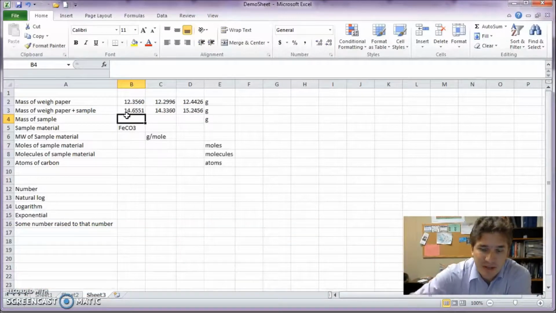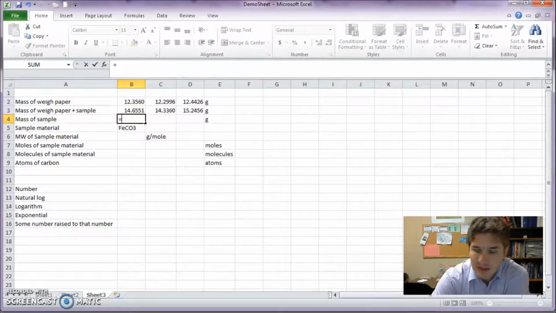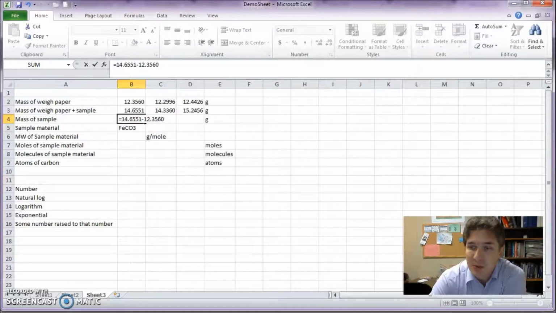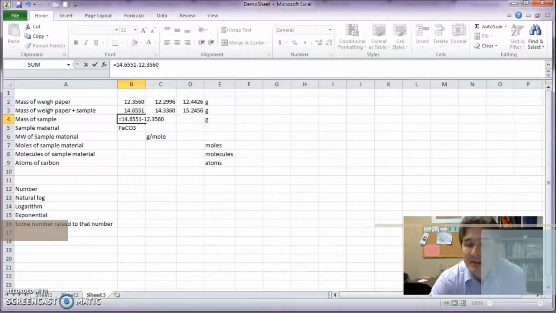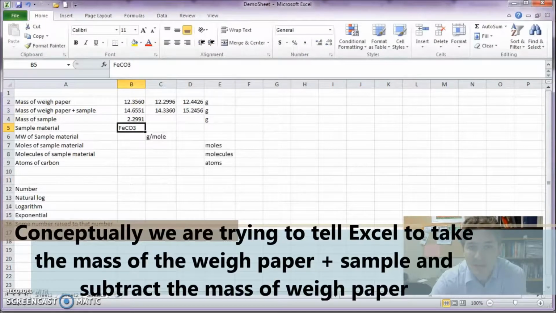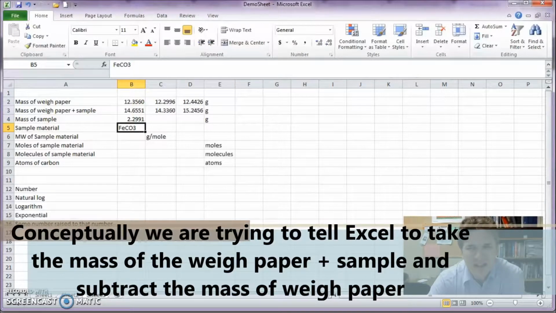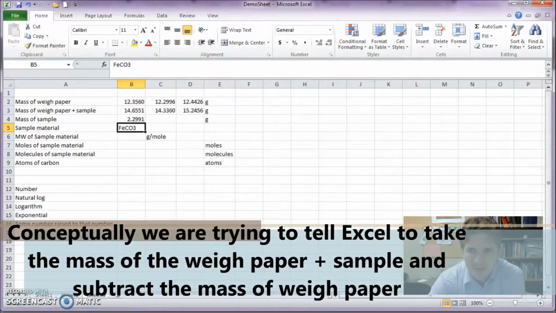In the previous video, I talked about how you can just call a formula and do 14.6551 minus 12.3560. And in this type of calculation, this is what we would do in order to figure out the mass of iron carbonate. We would take the mass of the sample, weigh paper plus the sample, subtract out the mass of the weigh paper, and we would get the mass of the sample. And you can do this, but this really isn't utilizing Excel to its fullest potential.